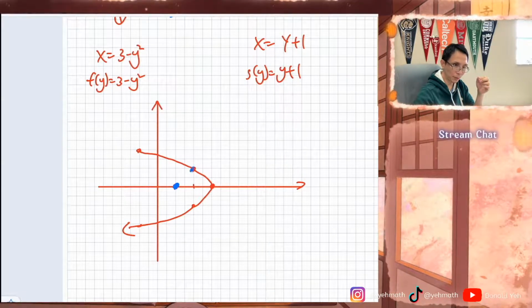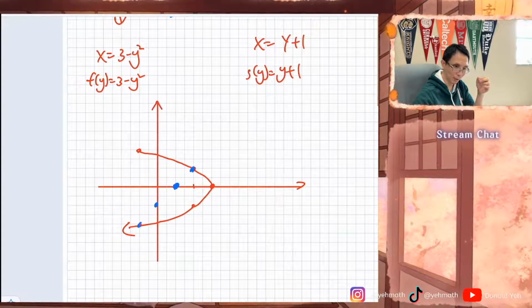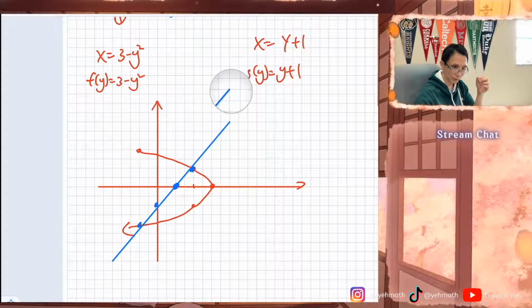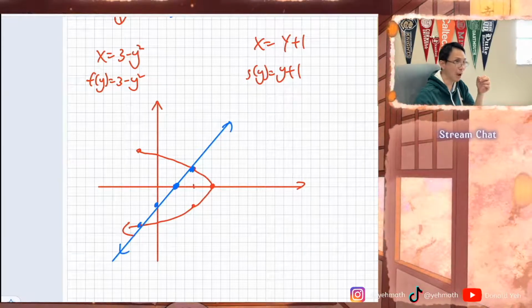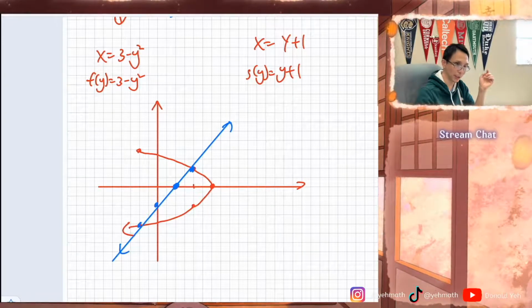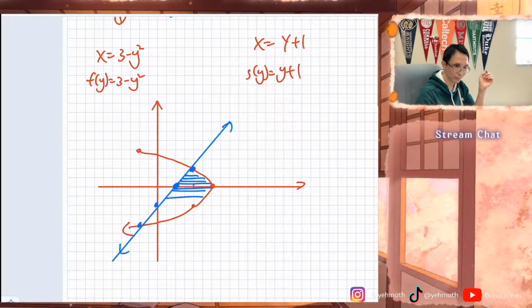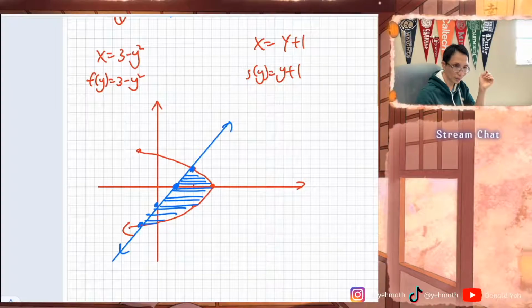So in terms of this perspective, they're always the same. And now the way you calculate the area is this perspective now. So that's going to be dy.